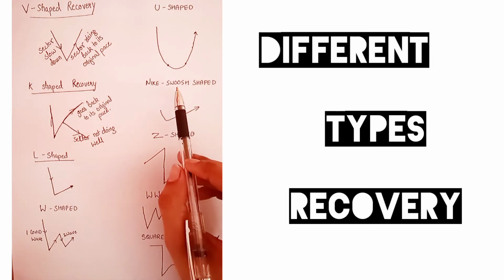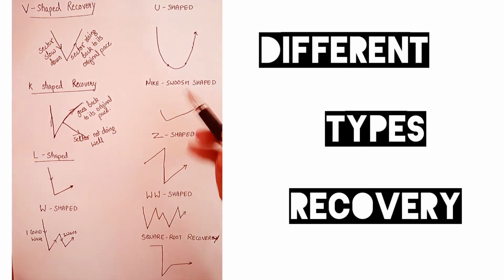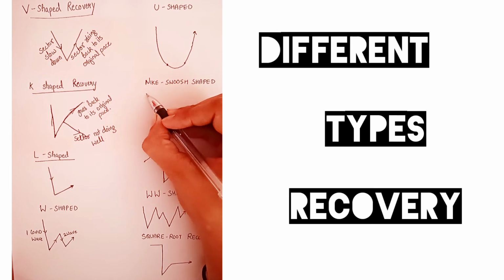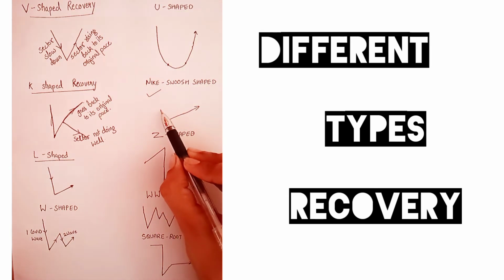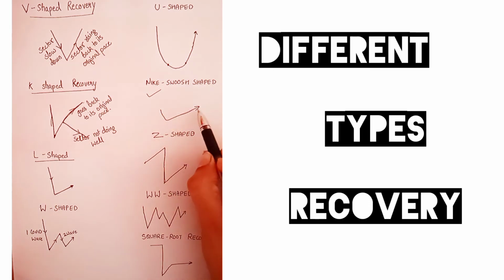Now we will learn about the Nike shoe shaped recovery. It is named after the iconic checkmark logo of Nike, brings a dramatic surge once lockdown ends and a boost that blunted quickly. In this recovery, a very rapid for the economy to get back to the pre-pandemic trajectory.